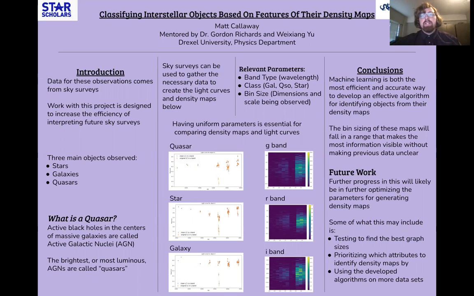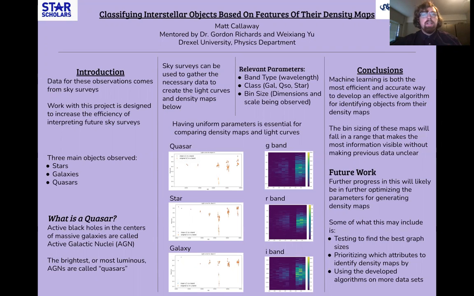So to classify these objects with an AI, we need a simple way to present the readings of these objects, and that simple way is through a density map. These pictures on the left side are examples of light curves, which are generated based on the data of a random quasar, star, and galaxy. And these light curves can then be used to create density maps, which are what's photographed on the right here.